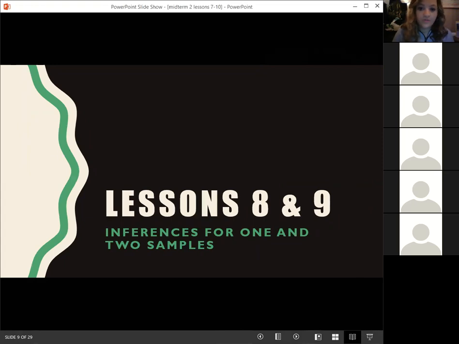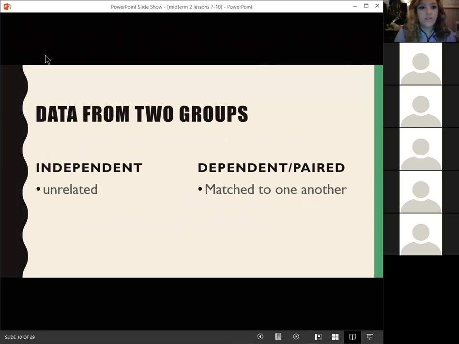But we started out with inferences for one sample and then moved on for two samples. So just a review: when we have data from two groups, we have to understand whether they're independent or dependent. This is an important distinction to understand. If they are independent, that means they're unrelated. They don't affect one another.